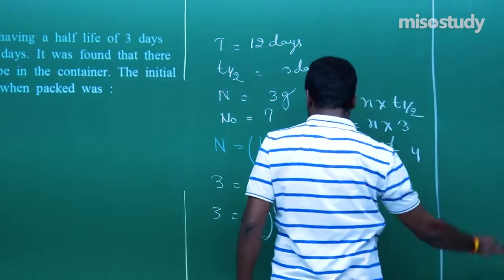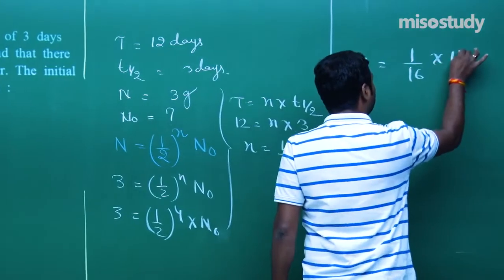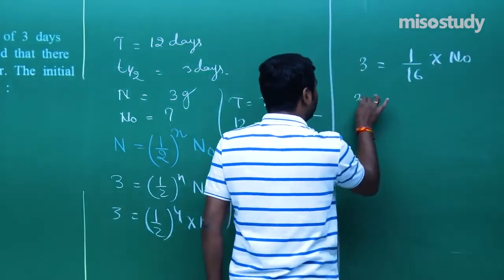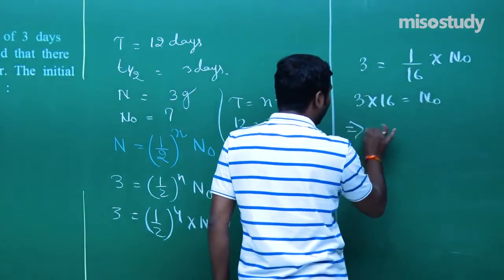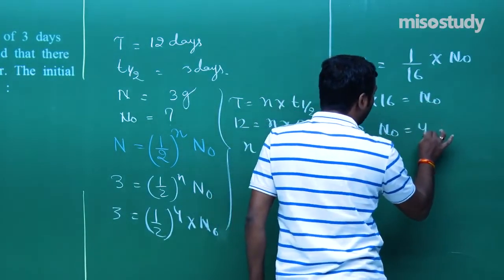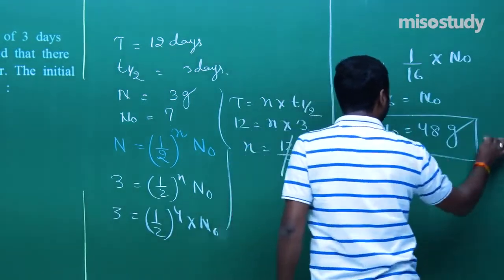I am moving here, check it out. 3 equal to 1 upon 16 multiply N naught. That is 3 into 16 is equal to N naught, and N naught is equal to 48 gram. This is the answer. I am giving you a detailed solution.